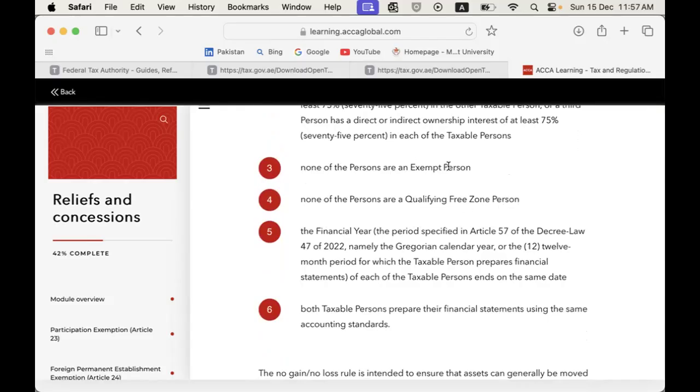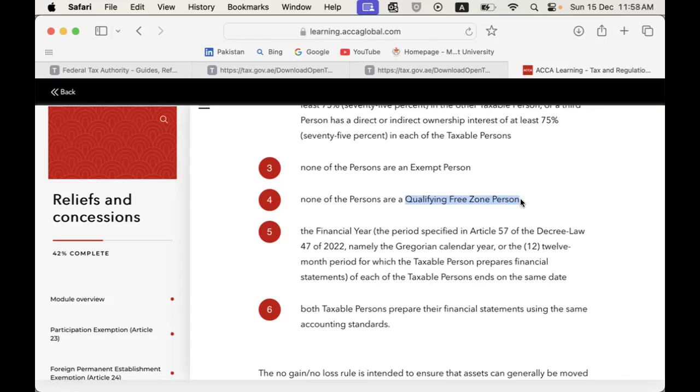Why? Exempt persons are already exempt. They are not subject to tax. Qualifying free zone persons are effectively exempt. But just a fun question: can we call qualifying free zone persons exempt persons? No. What about you, Mujaddid? No, they are taxed, but at 0%.